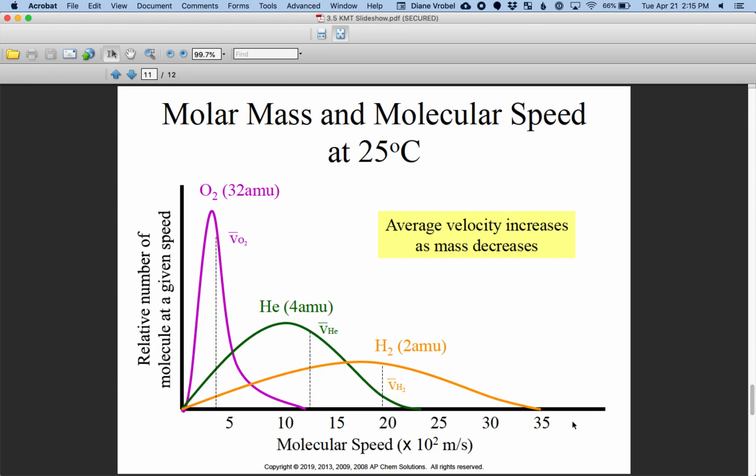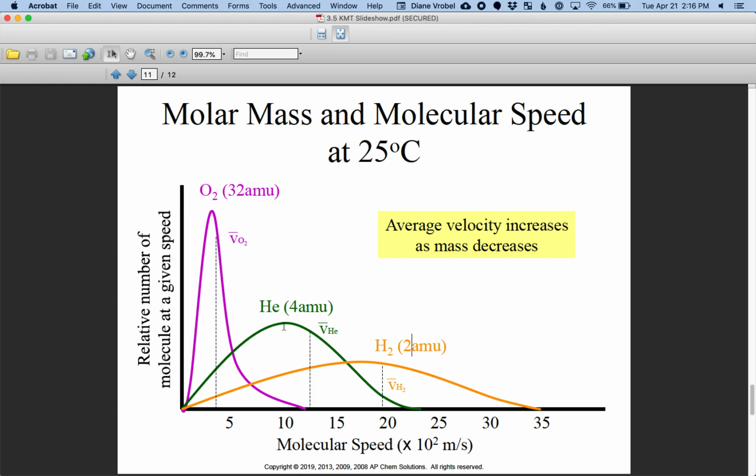So here is an example of 3 different gases. Notice that we have oxygen, and notice it's not 16 because it's O2. You've got to pay attention to that. Same with hydrogen. There are 2 hydrogen atoms bonded together, so don't say that it's 1 AMU. But notice how oxygen, because it's a larger mass, is slower. So as a result, its average speed is slower, and there's a large number of them at that slower speed.